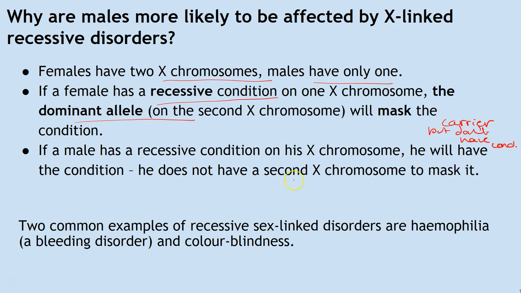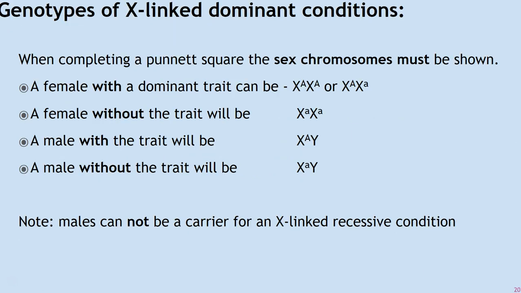If a male has a recessive condition on the X chromosome, he will have the condition because there is no chance of an alternative allele being there to mask it. So 2 common examples of these are hemophilia and colorblindness. When we complete Punnett squares for these, we need to show clearly which sex chromosomes we're talking about. So we need to specify if it is an X or Y.